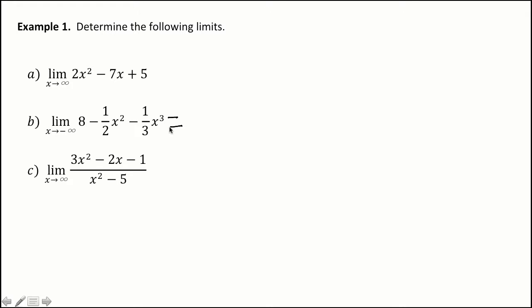Okay, so for part B, we have the limit of another polynomial here. And I want to show you the factor form again so that you can get practice with that. And then we'll, of course, use the shortcut property. So our highest power is x cubed, so we're going to factor out x to the third from this whole polynomial.